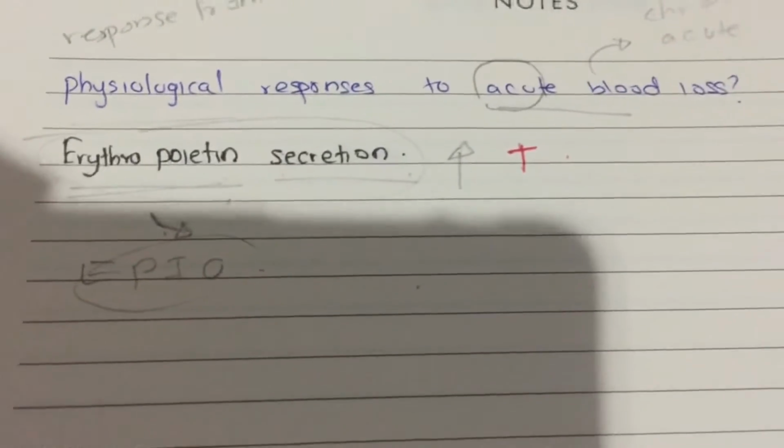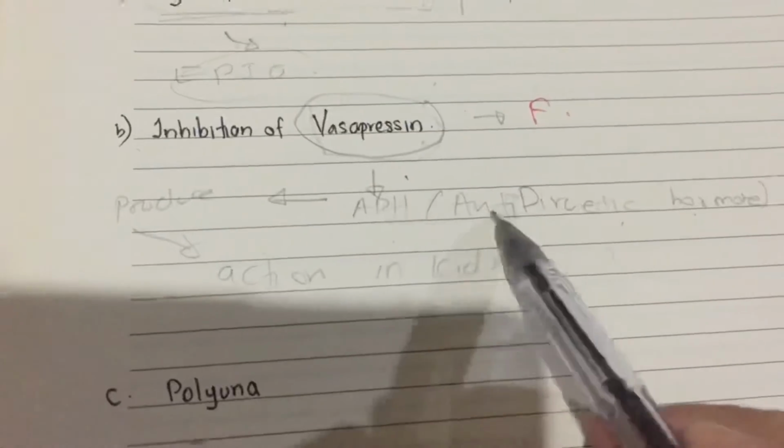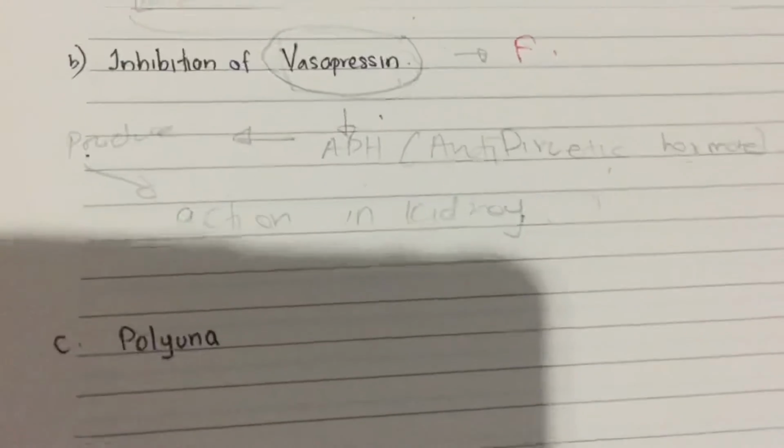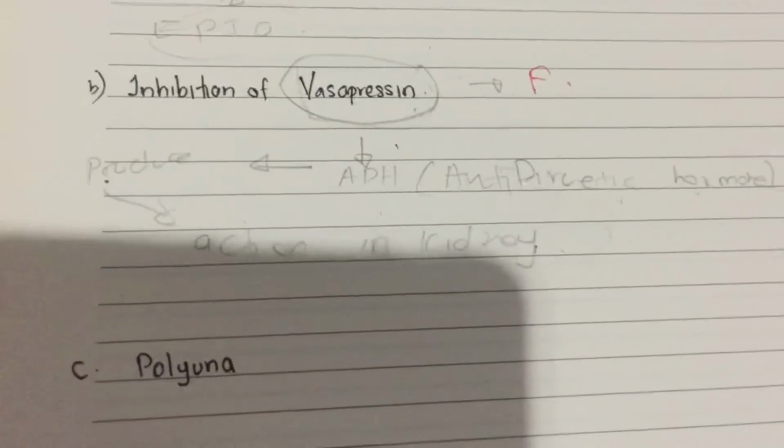Now let's move on to the second point. This is antidiuretic hormone. It is produced in the hypothalamus, right? And the action ends up in the kidney. What is vasopressin? Vasopressin is the ADH, antidiuretic hormone, which is produced in the hypothalamus, and there is an increase in conditions like blood loss. So the hormone secretion happens in the hypothalamus, and the action is in the kidney.